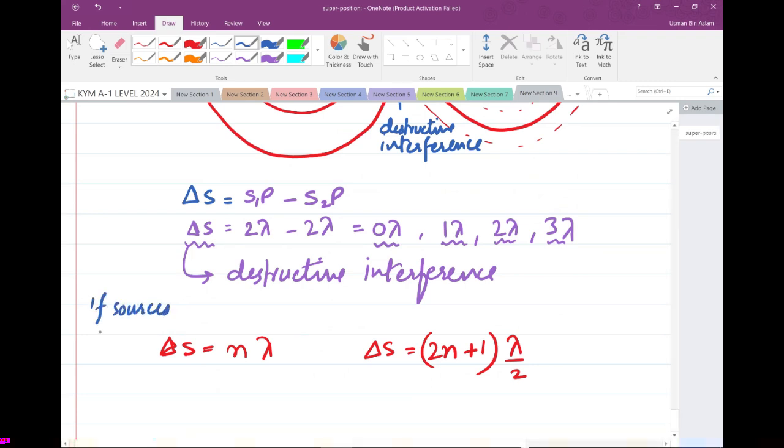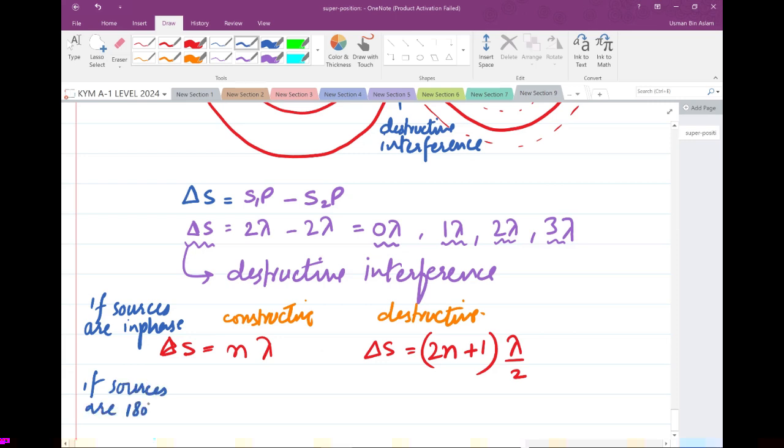If the sources are in phase, this formula will show us constructive interference and this formula will show us destructive interference. But if the sources are 180 degrees out of phase, this formula will show us destructive interference and this will show us constructive interference.